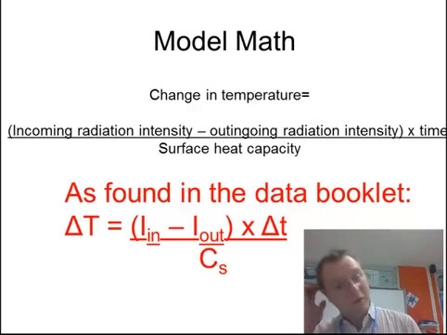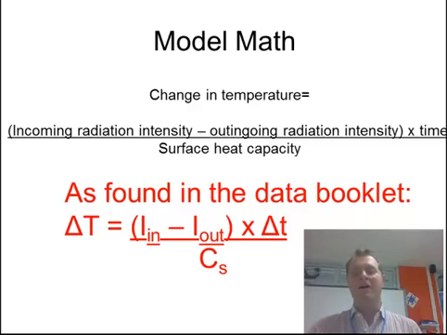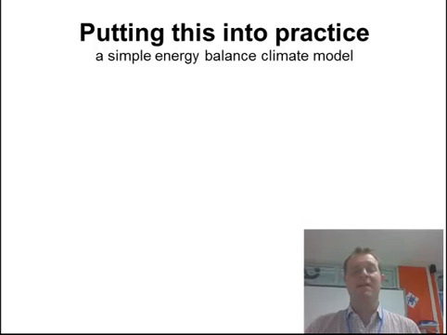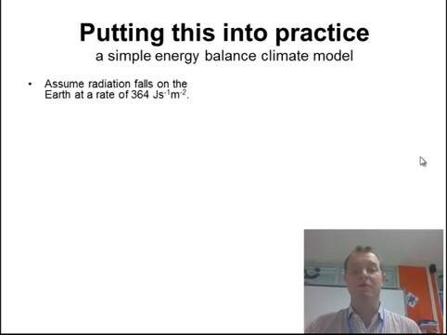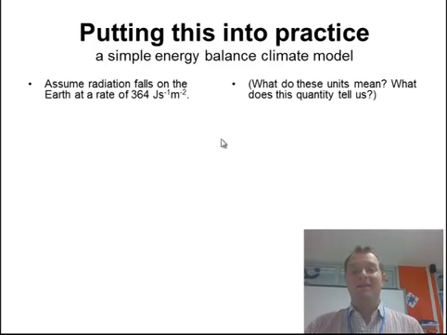Now we can use that formula to start to improve our climate model. Let's go through some steps here. In practice, we're going to add this to the simple energy balance climate model which we've used before. We're going to assume radiation falls on the Earth at a rate of 364 joules per second per meter squared. You notice this is a slightly different value to the one which we've used before. It's actually more accurate because it considers planet Earth as a sphere and recognises that only half of planet Earth will be absorbing solar radiation at a time. So this is the amount of energy falling per meter squared.